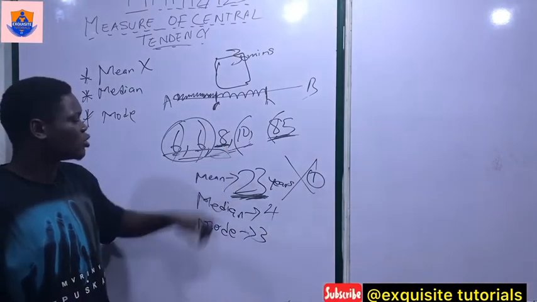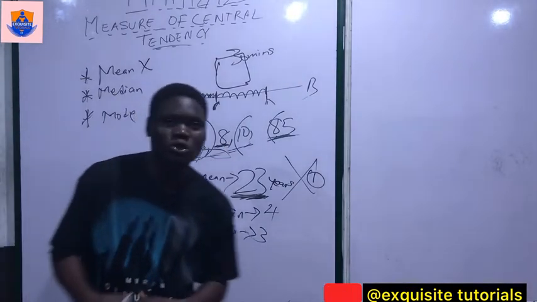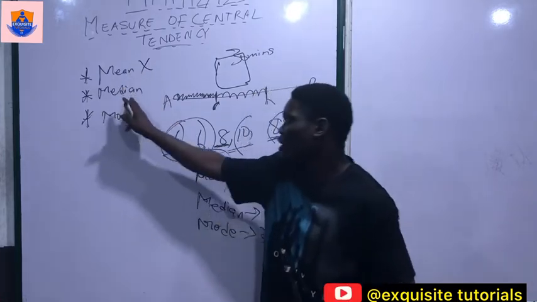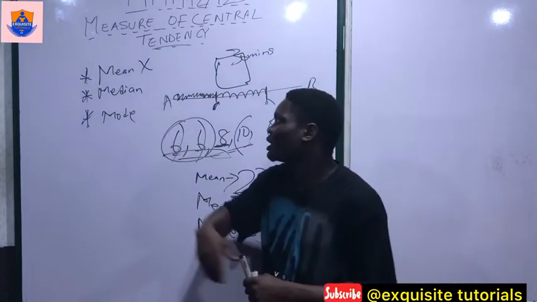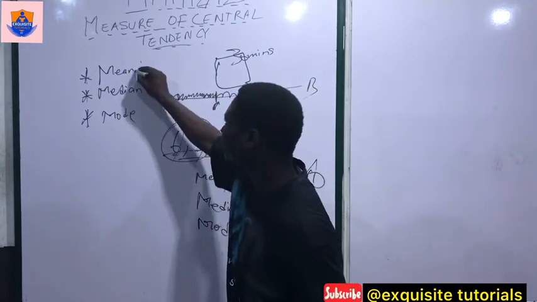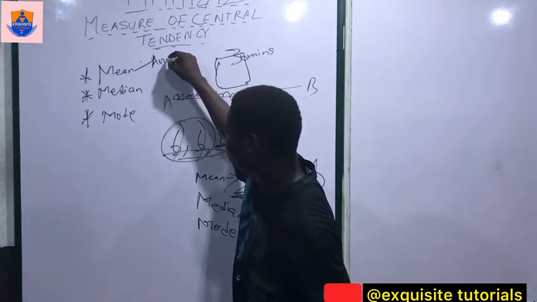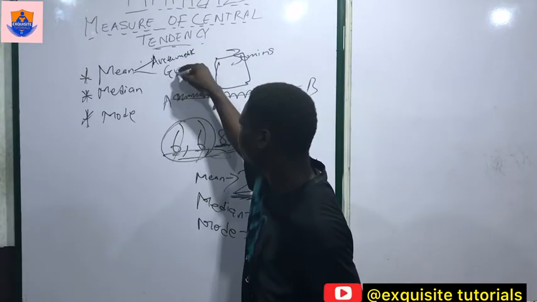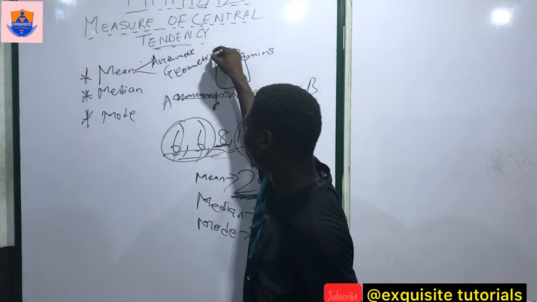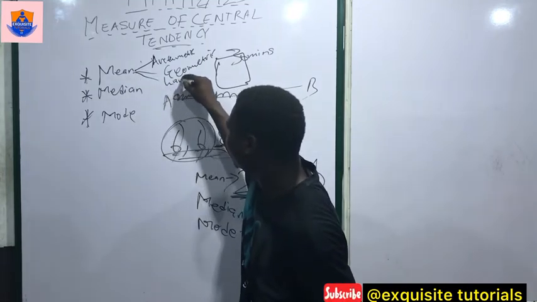Are you getting me? So in our next video, we are going to talk about mean, median, and mode, and how you calculate the mean, the median, and mode. Mind you, there are 3 types of mean, which are the arithmetic mean, the geometric mean, and the harmonic mean.